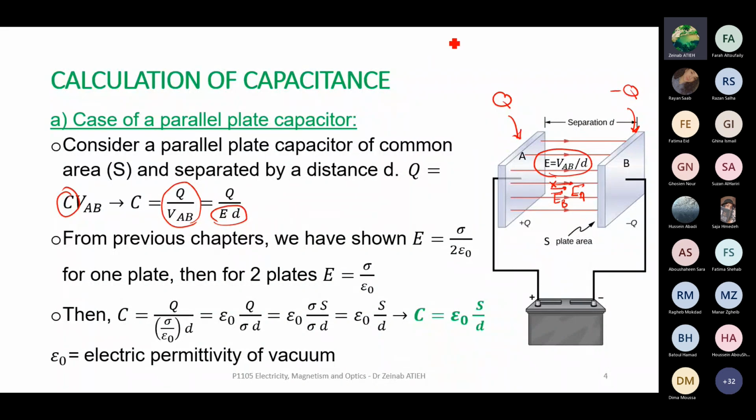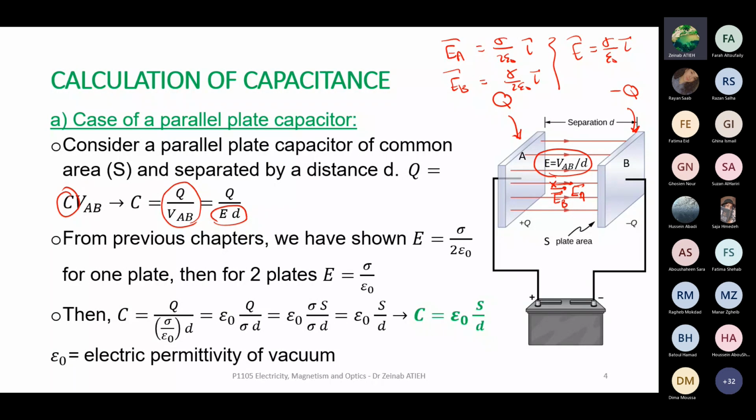Both of them are directed to the right, so EA equals sigma over 2 epsilon 0 i. EB is directed towards the negative plate, while EA is directed away from the positive plate. EB is also sigma over 2 epsilon 0. I've explained this in a certain exercise. If I add them, because they are both directed in the same direction along the i direction, no need to project. So the total E in between the plates will be sigma over epsilon 0 i. We add them, so we get the electric field in between the two plates, sigma over epsilon 0.